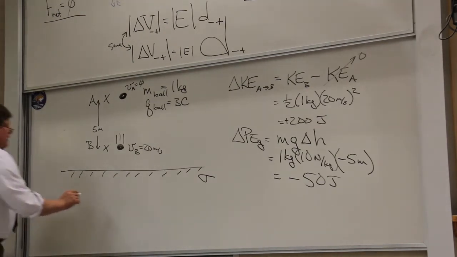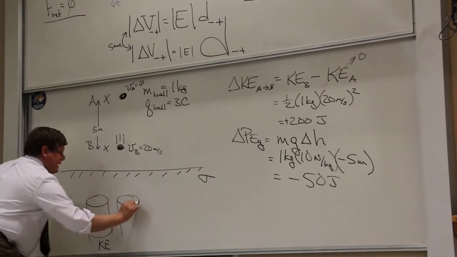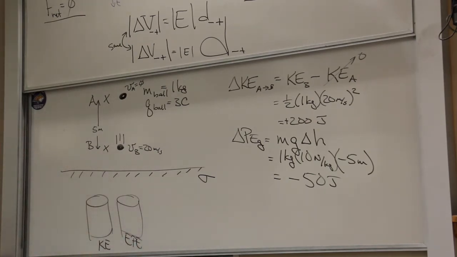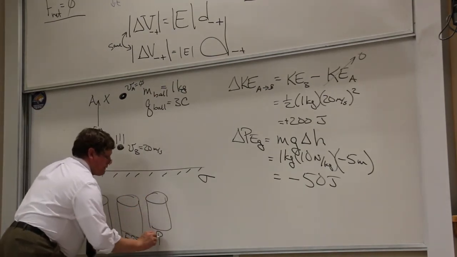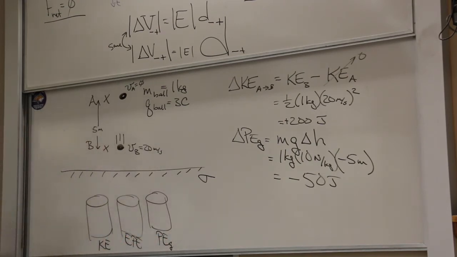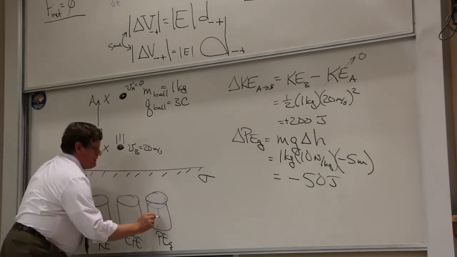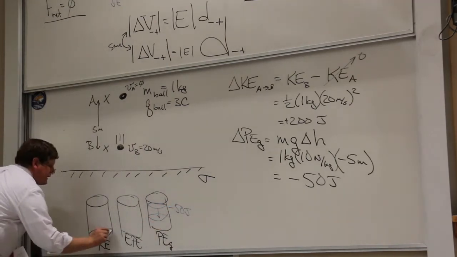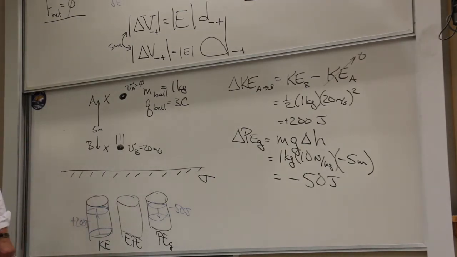Okay? Now, normally, in these electrical problems, I've only got two buckets, kinetic energy and electric potential energy. And it's a zero-sum game. When one fills, the other one empties. Well, this is one of those rare problems where I've actually got a significant mass. And in those problems, I've got a third bucket, gravitational energy. Now, what I found was that when this bucket emptied by 50 joules, this bucket here filled by 200 joules. Whoa, that's something.